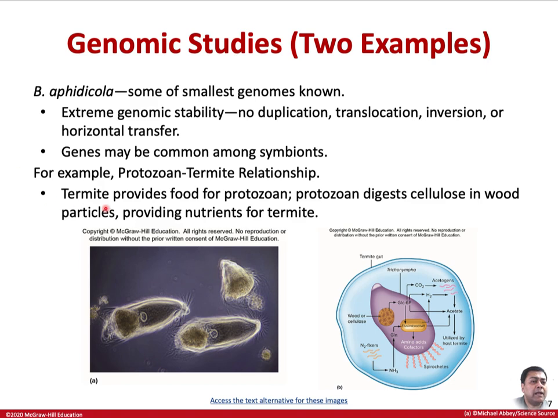On the other hand, there is also a classic relationship between a protozoa and termite, as well as many different types of bacterial termite relationships. So the termite provides food for the protozoan. Protozoan digests the cellulose and wood particles and provides nutrients to the termite. And in this process, there are several different types of microbes involved.